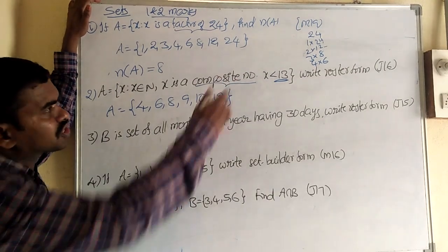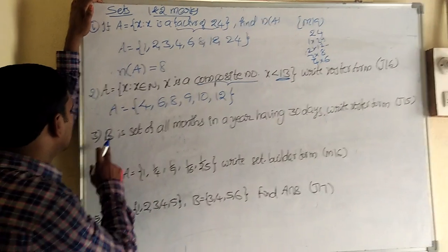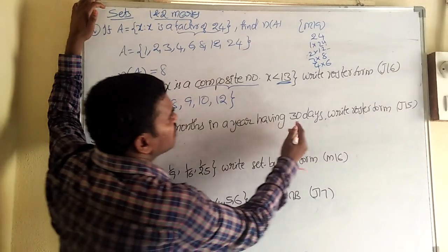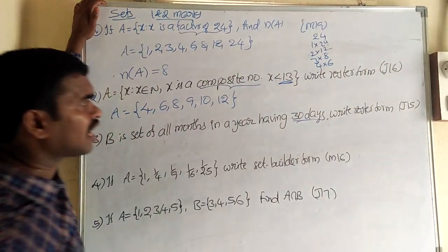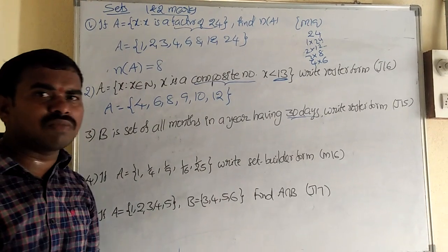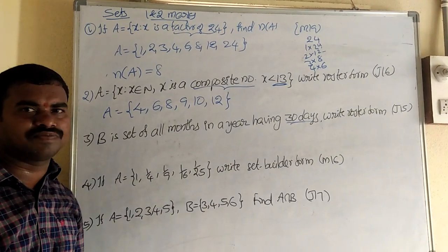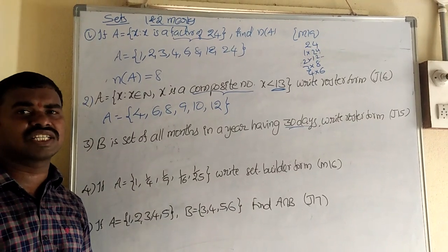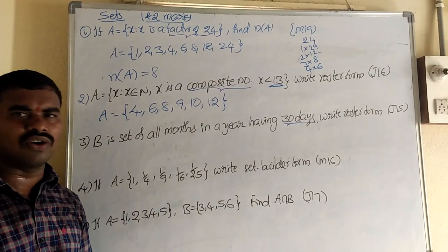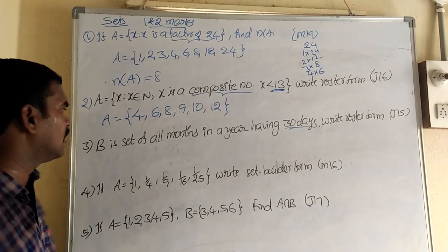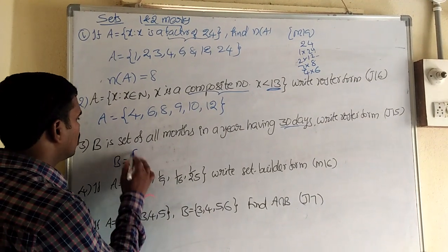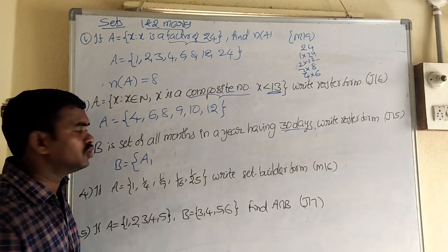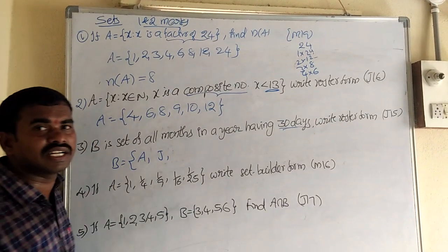It is over. Next, B is the set of all months in a year having 30 days. So here we should know which months have only 30 days. Is it January has 30 days? No, it has 31 days. Next February? No. March? No. April? Yes. So April. And May has 31 days? No. June? Yes. June has 30 days.